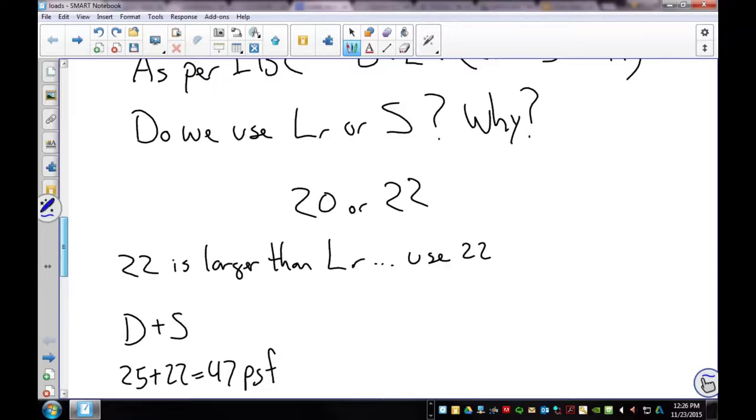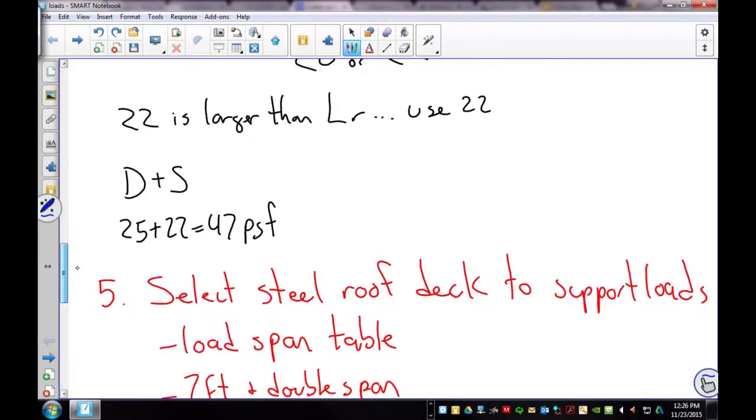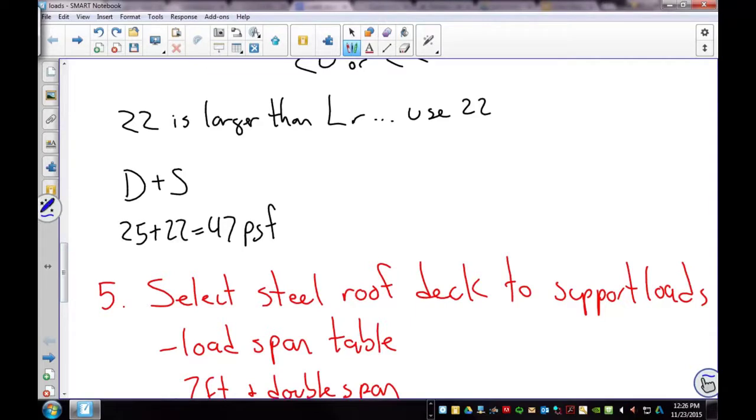Here we go. So we decided we're going to use 22. Now add our dead load plus our snow load. 25 plus 22 is 47 PSF. Our roof has to support 47 pounds per square foot. All that stuff that's on our roof, people maybe walking up there, snow in the worst snowstorm, that's what it has to support.